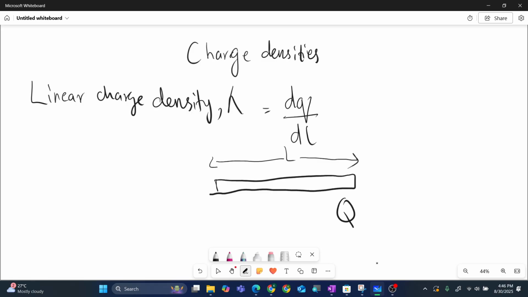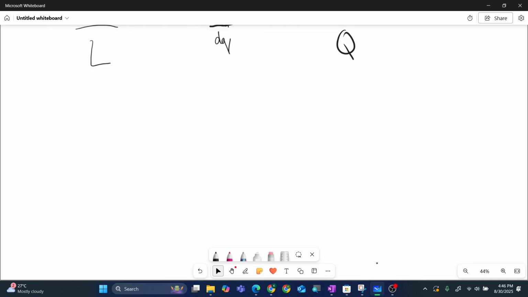So if I have to calculate the linear charge density of this rod here, this is going to be the total charge divided by the total length. But if I want to find the linear charge density of a small part, I'm going to take this small length dl and this small charge dq, and I'm going to divide them, and I will get the linear charge density. The other type of charge density we're going to look at is surface charge density.